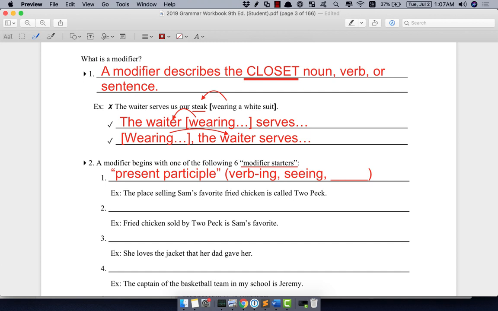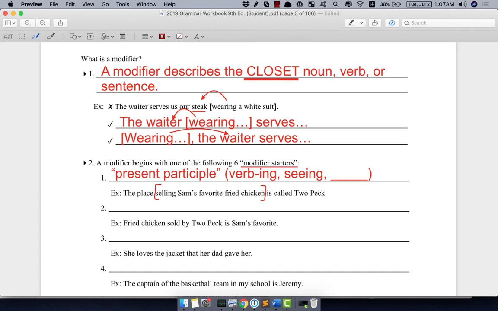So in this sentence, where is the present participle? Hopefully you find that in the sentence, "selling" is a present participle. And so "selling" tells you that that's the beginning of a modifier. So put a bracket around starting from "selling." And selling what? It's selling Sam's favorite fried chicken. So put a bracket around the whole phrase, "selling Sam's favorite fried chicken."